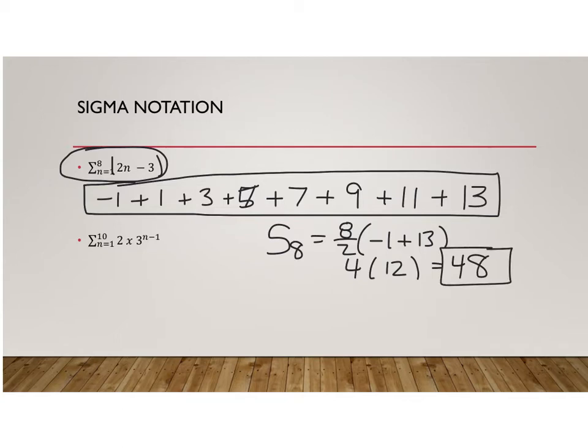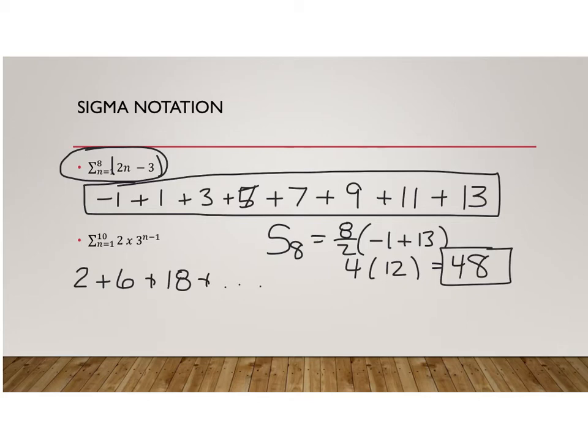This next one, when n is 1 to 10, of 2 times 3 to the n minus 1. So this is a geometric series. If we put 1 in for n, it'd be 2 times 3 to the 0 power, which is 2. And then we'd put 2 in for n, which is 2 times 3 to the first, which would be 6. And we'd continue to do that.